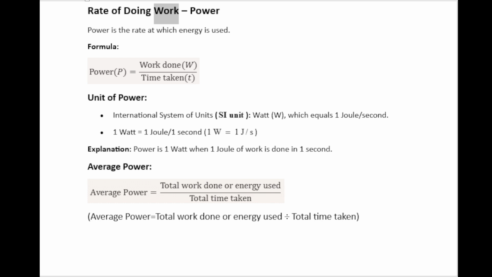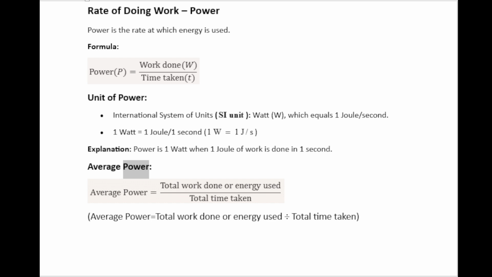Rate of doing work: power. Power is the rate at which energy is used. Formula. Unit of power. International System of Units, Watt, W, which equals 1 joule per second. 1 watt is equal to 1 joule per 1 second. Explanation: power is 1 watt when 1 joule of work is done in 1 second.